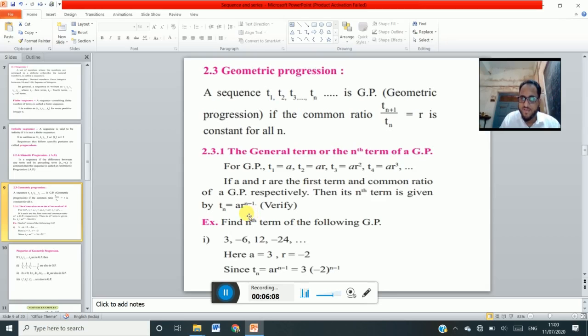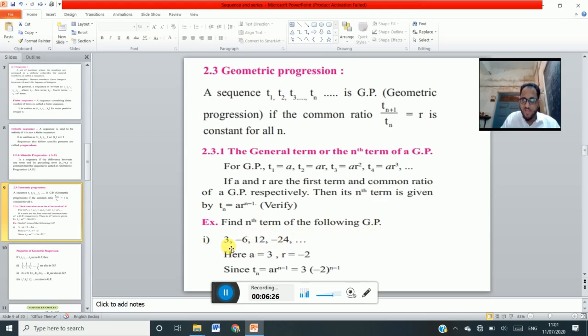What is A here? Here A is the first term and R is the common ratio, which is constant in a GP. Now this is the example taken: find the nth term of the following GP.